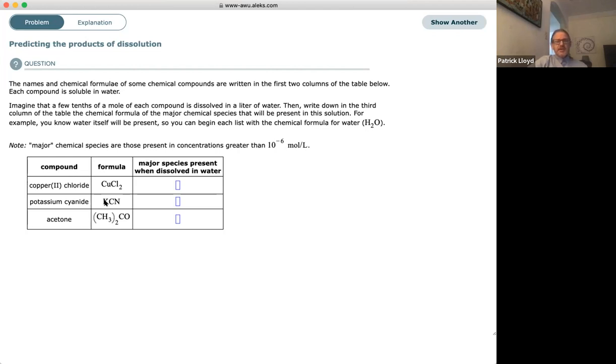Here's an ionic compound. K is potassium. First column, metals. So metals, metals, metals. Aluminum's a metal. And then these are the nonmetals over here on the far right. Okay. So metal, nonmetal, metal, nonmetal. So you're going to get three species there. You're going to get the copper, you're going to get the chloride, and you're going to get the H2O. You're going to get the potassium, you're going to get the cyanide, and you're going to get the H2O.